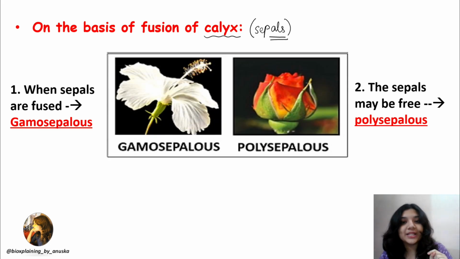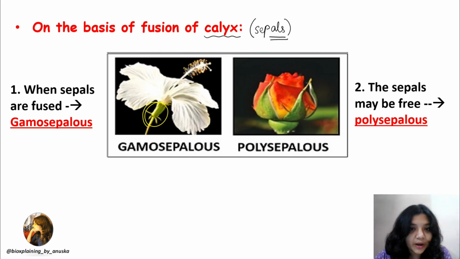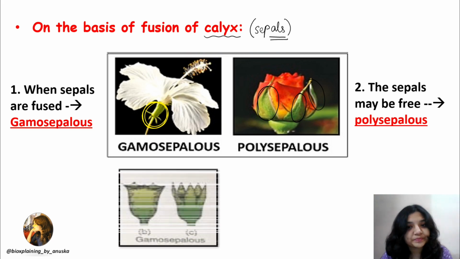And when the sepals are free, that is, they are not joined to each other, that is when we call them Polysepalous. So this is just an example showing you that in the case of hibiscus, what you can see is the sepals are fused. So we call it Gamosepalous. If you notice this part here, see the sepals are all joined to each other. While in case of the rose flower that is being shown here, you can note that the sepals are all individually free. This is a sepal, this is another sepal, this is another sepal. So they are all free from each other, right?